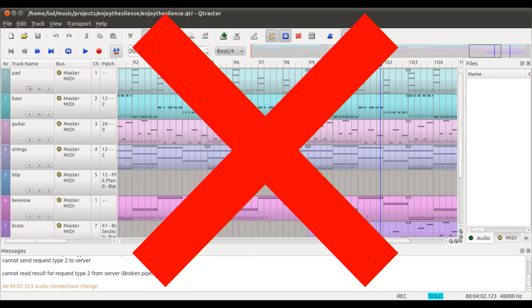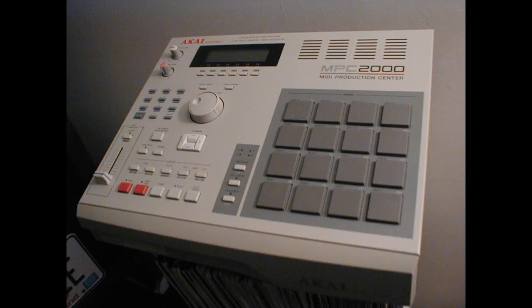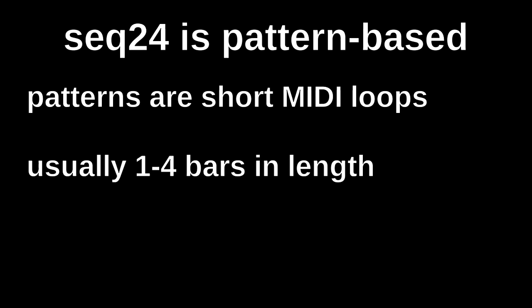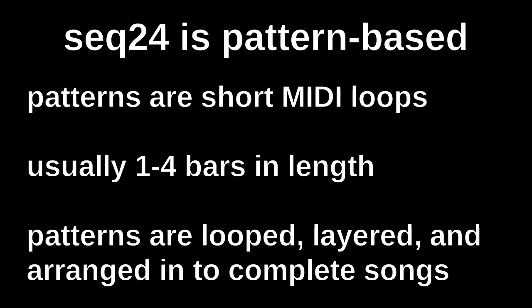But seq24 isn't like that. It's based on hardware sequencers like Akai's MPCs or the Alesis MMT8. Instead of having tracks, these sequencers are based on patterns, essentially short loops of MIDI data, which you can then loop, layer, and arrange into complete songs either ahead of time or on the fly.